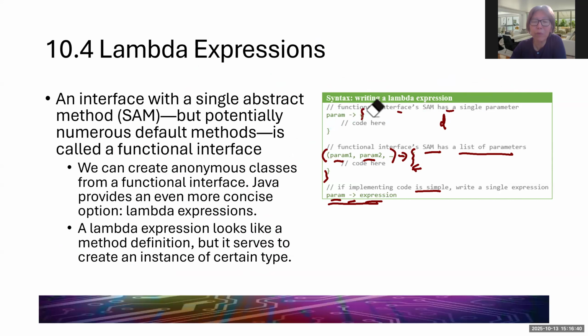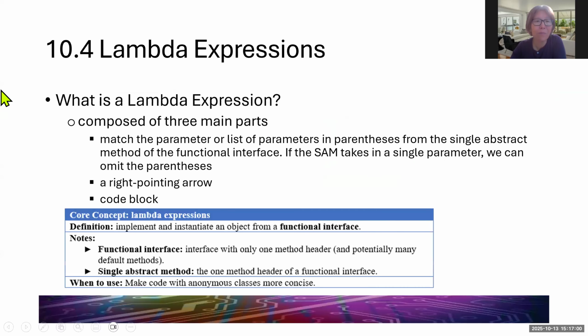So this is about lambda expressions. It's more concise compared with an anonymous class. If you have an anonymous class that implements a functional interface, then you can go ahead and use a lambda expression. So it's more concise.